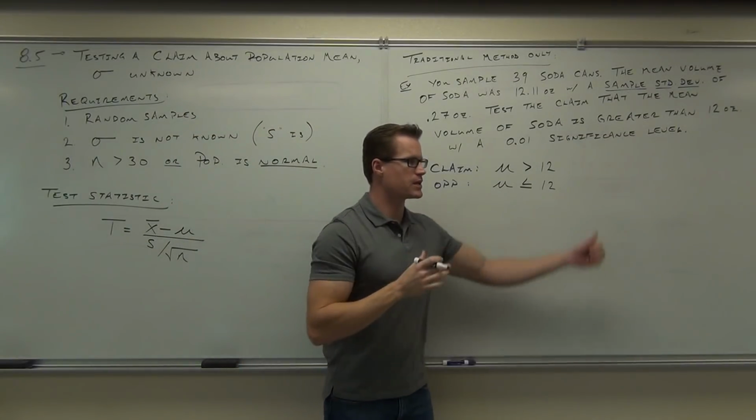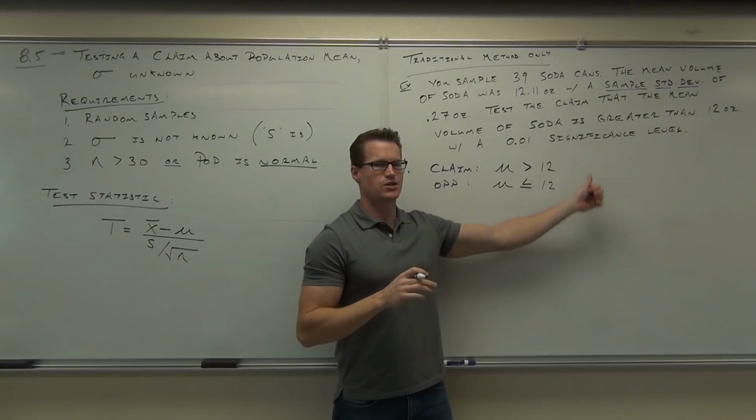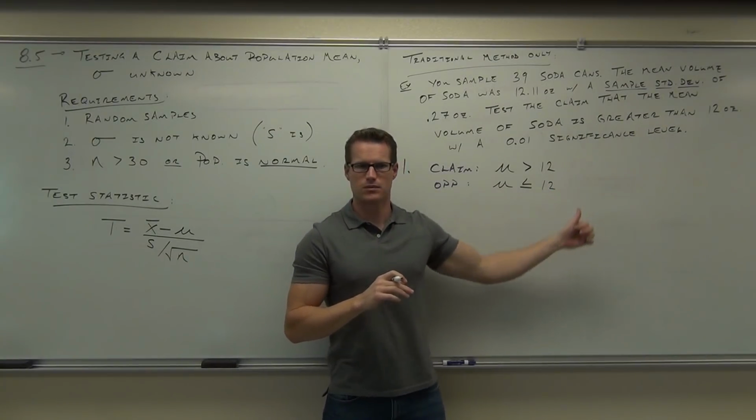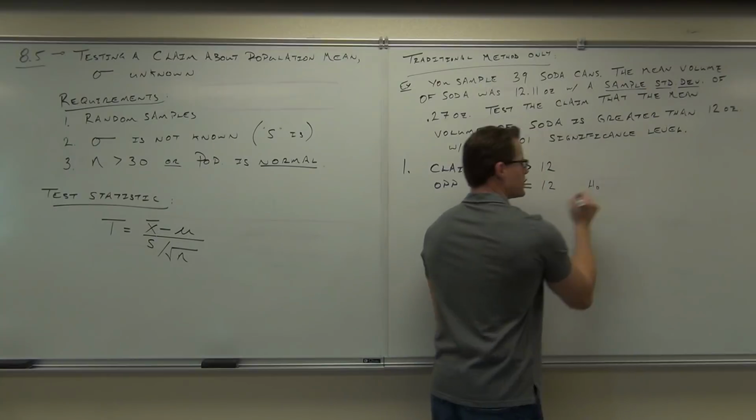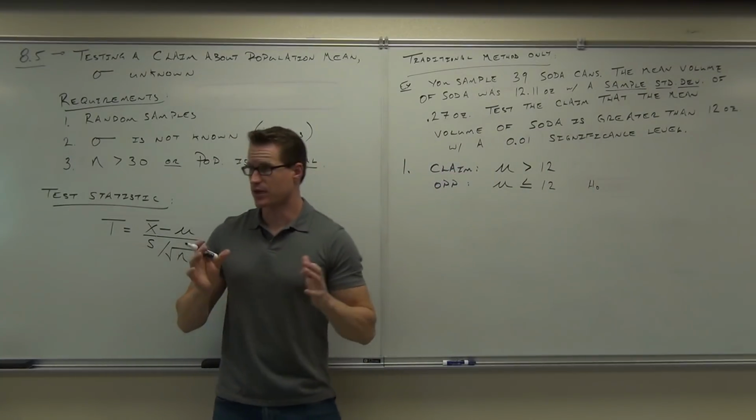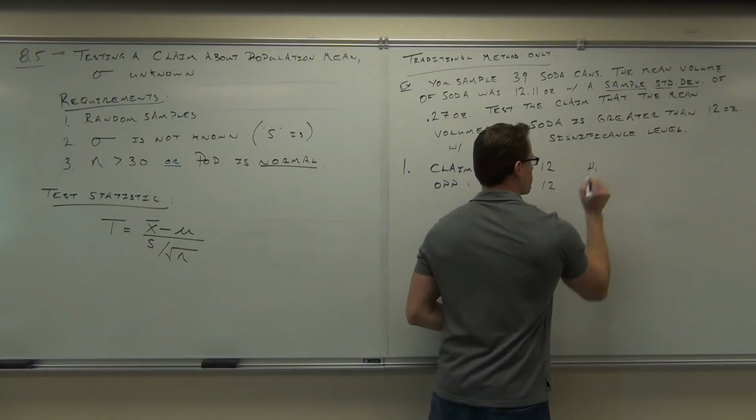Which one of these things is going to be our h sub 0, the top or the bottom? Bottom. Wherever that equality is, that's our h sub 0. H sub 1 would therefore be our claim.